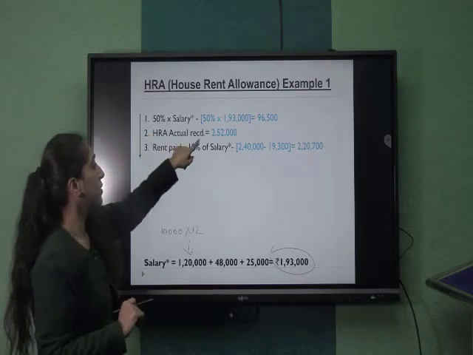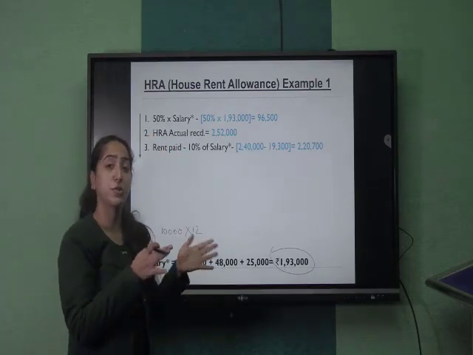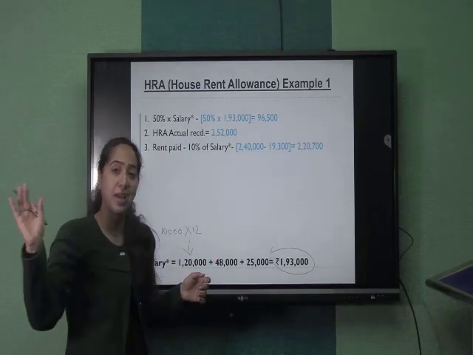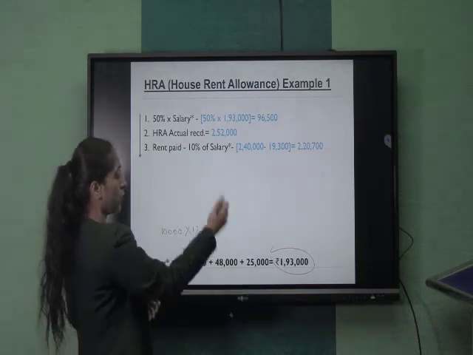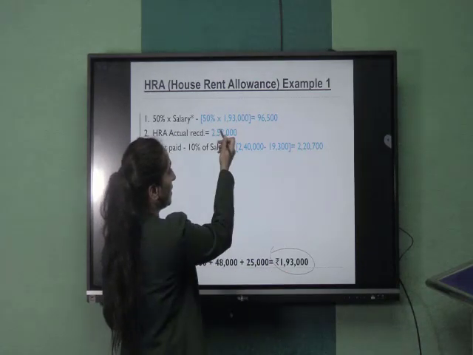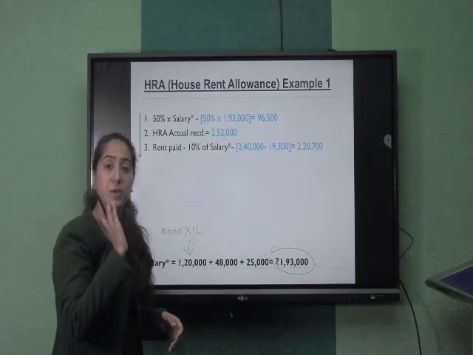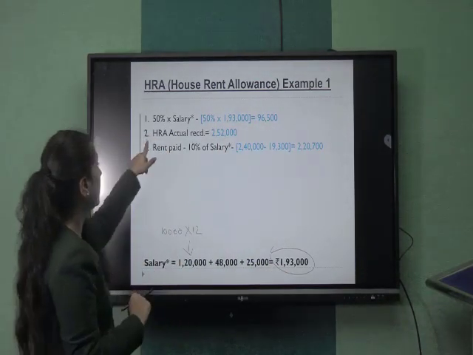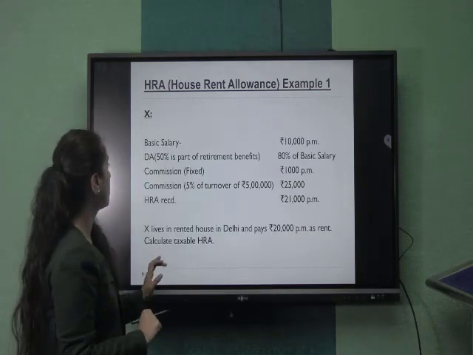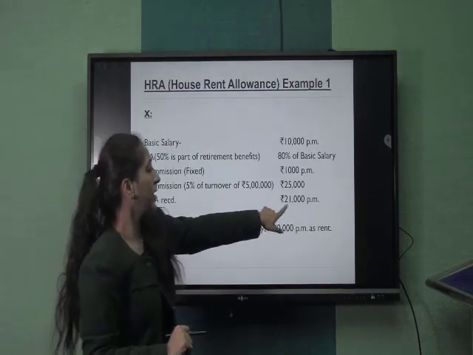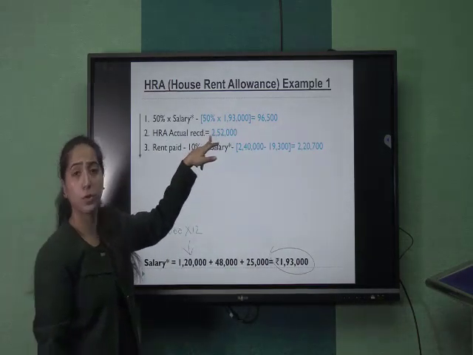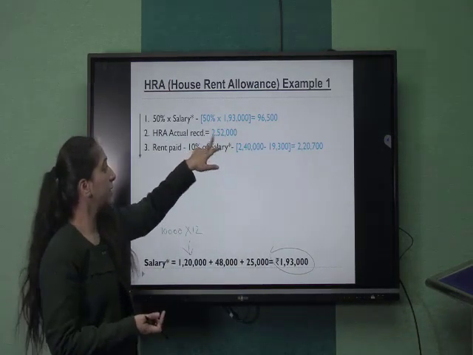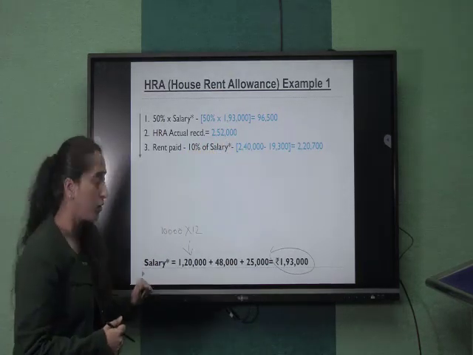So 50% of the salary. Now why are we taking 50% not 40%? Because X lives in Delhi. It is given to us in the question. So he is living in a metropolitan city. So we will take 50% of 1,93,000, which comes out to be 96,500 here. Actual HRA received given to us is 21,000 per month. So 21,000 per month for a year comes out to be 2,52,000.